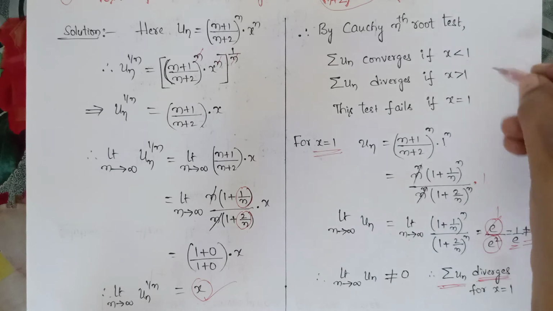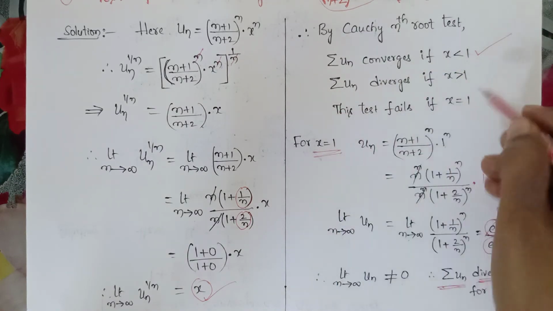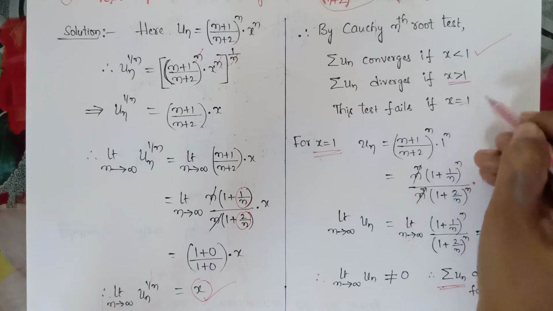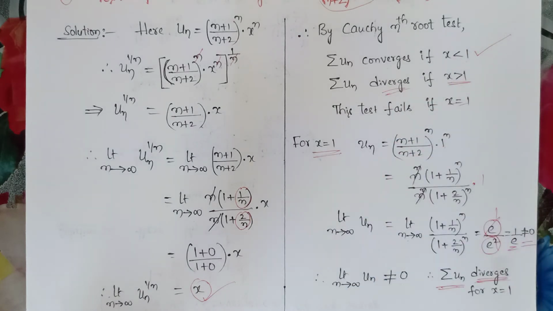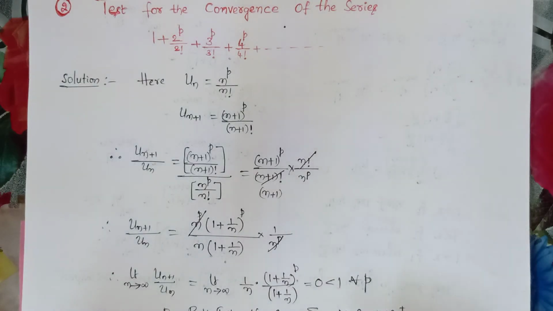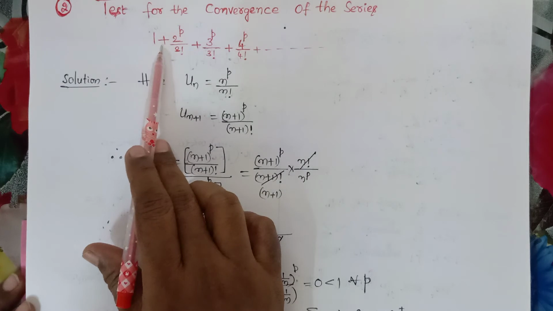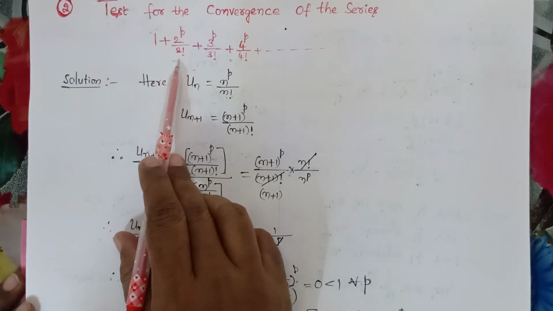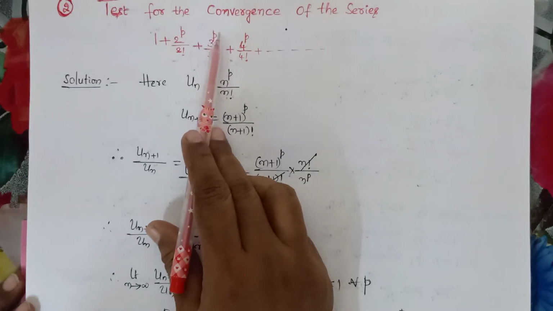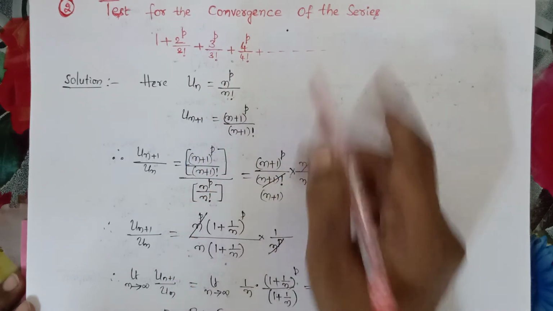So finally, for x less than 1, sigma un converges. For x greater than or equal to 1, this series is a divergent series. Now we'll see one more problem. Test for the convergence of the series 1 plus 2 power p by 2 factorial plus 3 power p by 3 factorial plus 4 power p by 4 factorial and so on.